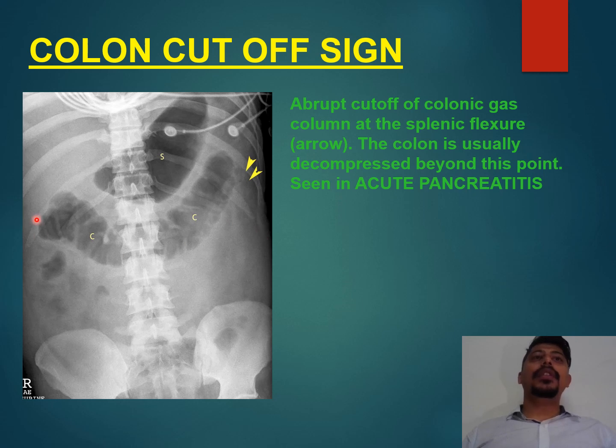Colon cutoff sign. So this is the transverse colon and this is the splenic flexure, and from this point we cannot appreciate the descending colon, sigmoid colon and the rectum because of the abrupt cutoff of colonic gas at the splenic flexure. The colon is usually decompressed beyond this point because of reactive changes by acute pancreatitis, by the peripancreatic fluid collection or fat stranding. So it gives the colon cutoff sign on abdominal X-ray.